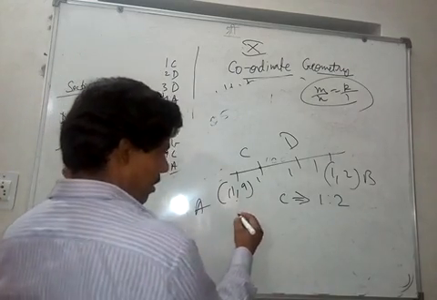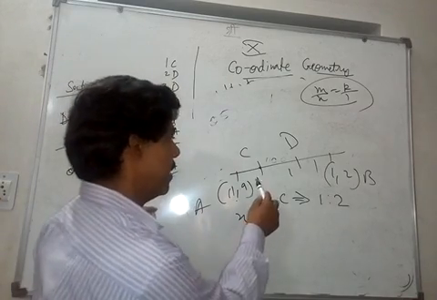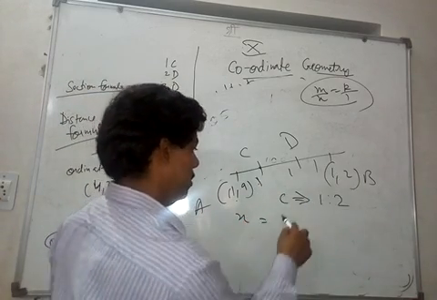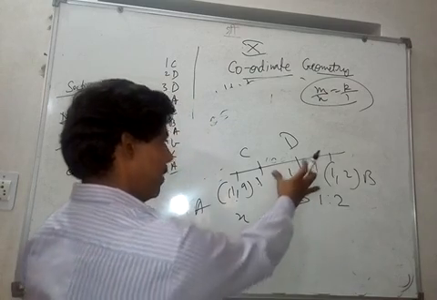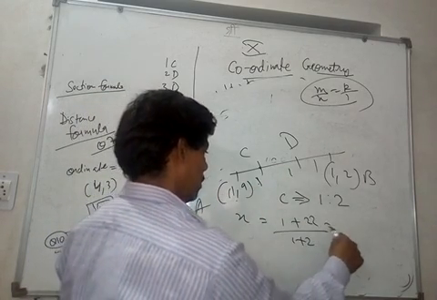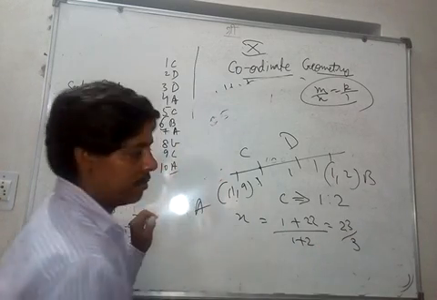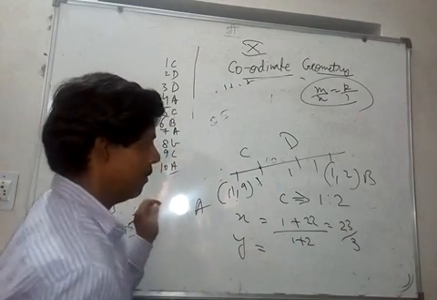So for C, the coordinates are x and y. The value of x for C, you will get like this: 1 multiplied by 1, and 2 multiplied by 11, that is 22, plus 1, that is 23, upon 1 plus 2, that is 3. 23 upon 3. And y is multiplied like this.